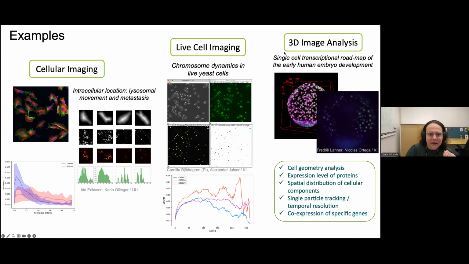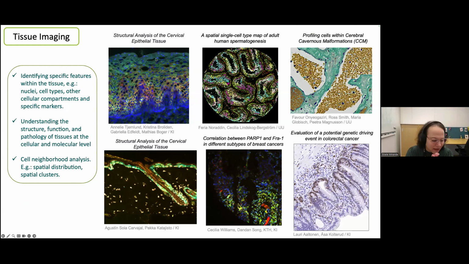And so in all these examples, we cover cells, but we can also think about tissue. And for tissue imaging, we are interested now, for instance, in analyzing specific features within the tissue, still being able to segment nuclei and cells. That's also a common task, but we may be interested in other cellular compartments and specific markers as well. So when we are working with tissues, we are also trying to understand structure, function, and pathology of tissues at the cellular and molecular level.